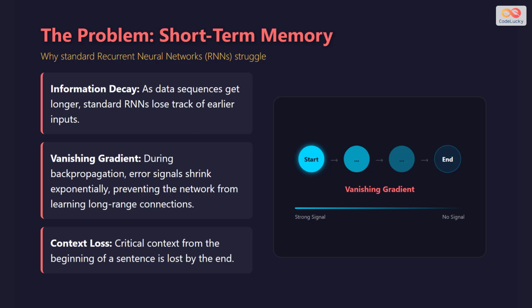So, why do we need them? Standard recurrent neural networks have a major flaw known as the vanishing gradient problem. As information passes through time, it fades away. Imagine trying to remember the first word of a long book by the time you reach the last page. Standard RNNs struggle to connect early information to later predictions.